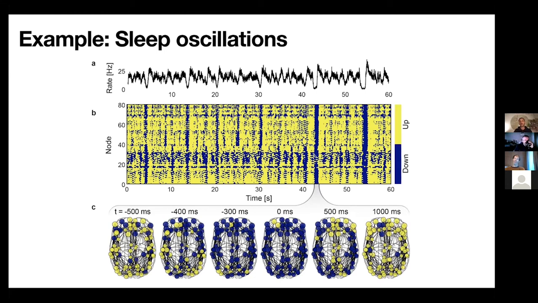And if we zoom into one of these events, for example, where many brain areas go into this down state, we can see some kind of a structure. And in this case, it's kind of a wave that propagates in the brain, for example, from the front of the brain to the back of the brain. So these are the questions that you can then start to ask when you have a brain network model that works.